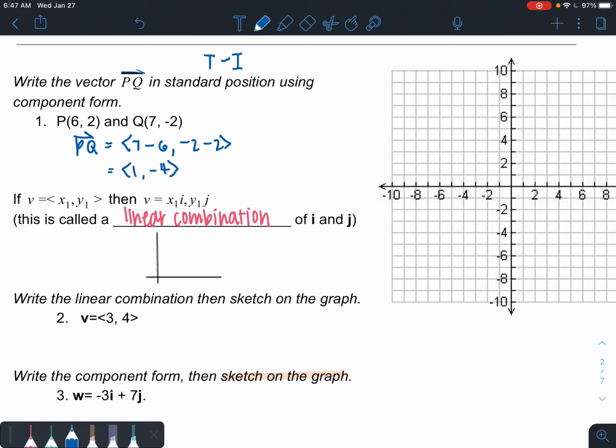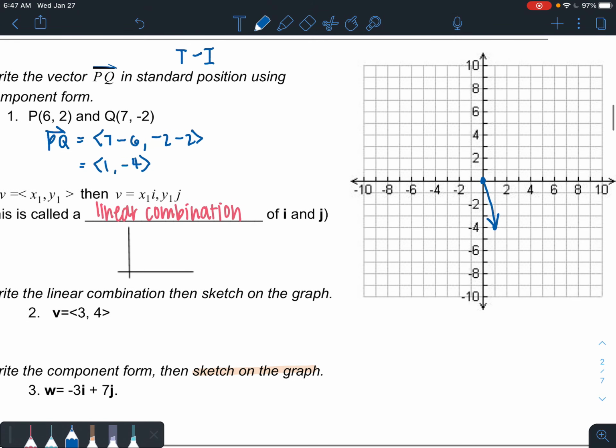All right, we'll go ahead and graph that. So we've got 1, -4. Here's our initial side, terminal side. So there is our vector. Okay, if I were to graph 6, 2, I'm going to do that in a different color. 6, 2, and 7, -2. You can see that those two vectors have the same direction and length, and we'll get to that in just a minute.